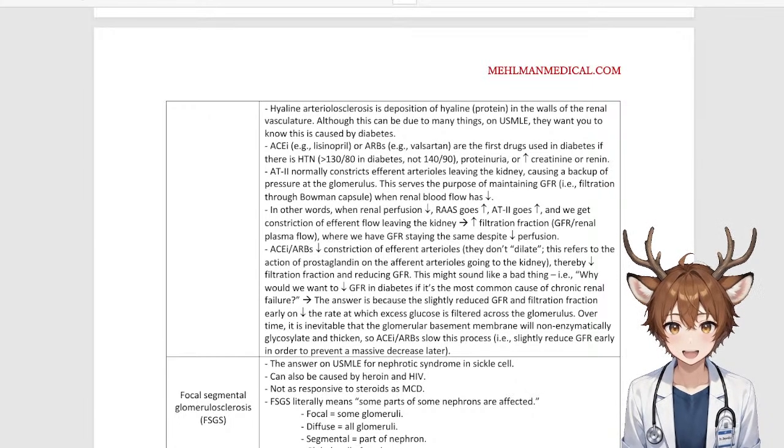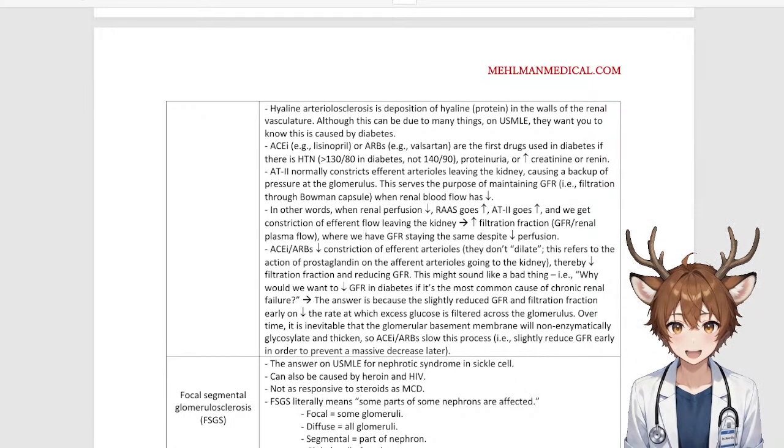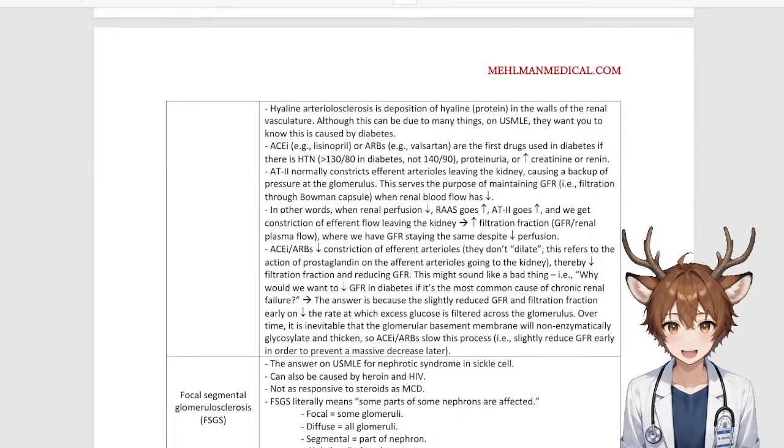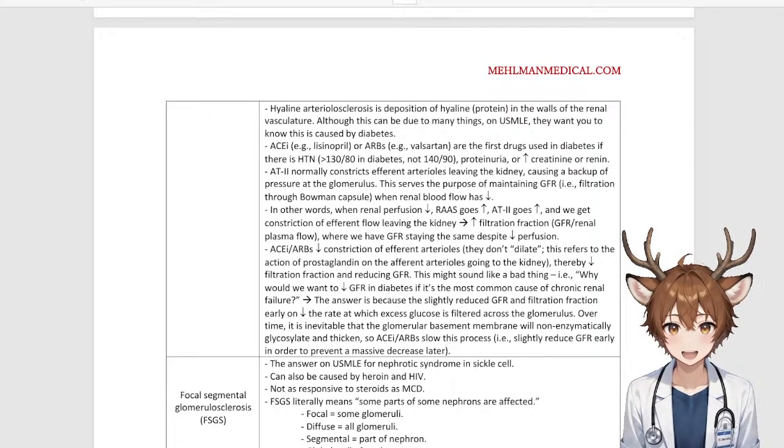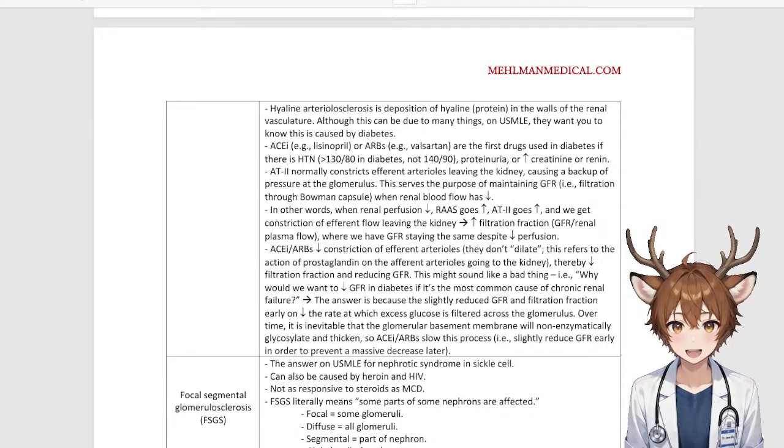ACE inhibitor, that is to say lisinopril, for example, or ARB, as I call sartans, are the first drugs to use in diabetes if there is a hypertension greater than 130/80 in diabetes, not 140/90, proteinuria, or elevated creatinine or renin.